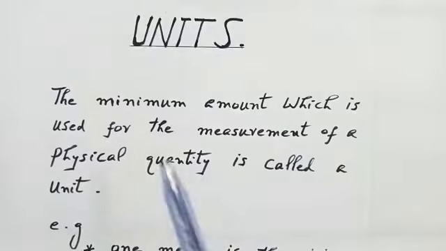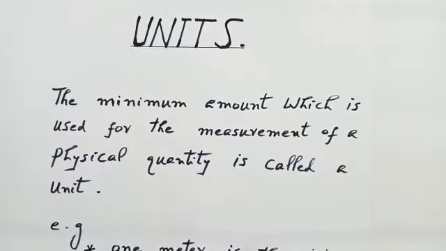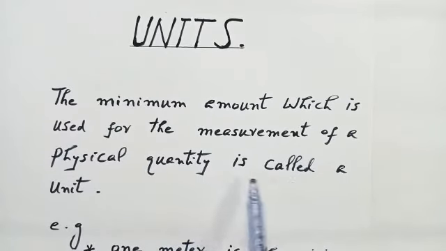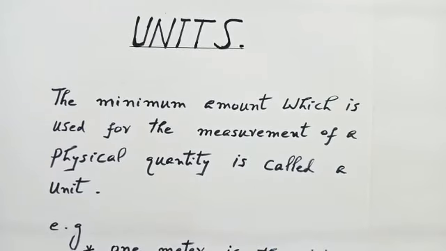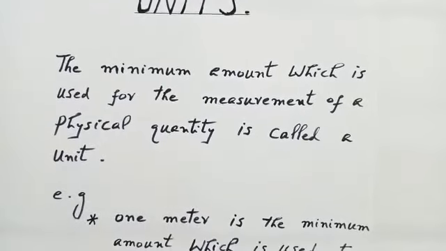So first of all, what is a unit? We will define what is a unit. The minimum amount which is used for the measurement of a physical quantity is called a unit. For example, I am going to give you different examples.